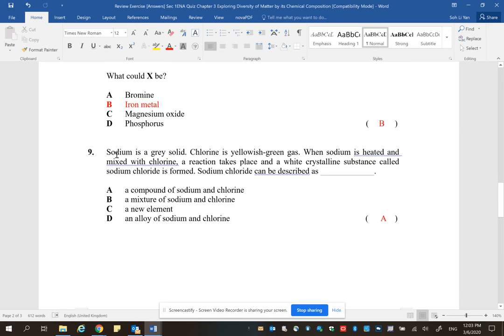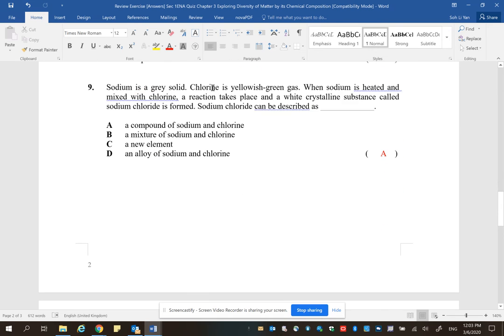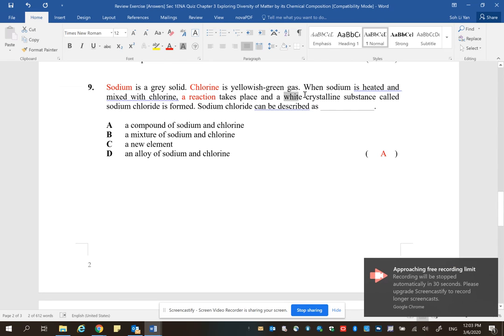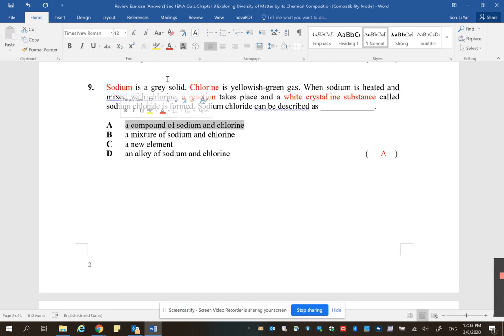Question 9. Sodium is a gray solid. Chlorine is a yellowish green gas. So there are two things here: we have sodium and we have chlorine. When they are heated, a chemical reaction takes place and forms a white crystallized substance. So what is sodium chloride? Sodium chloride is a compound. It's completely new already. It's different from its starting elements.